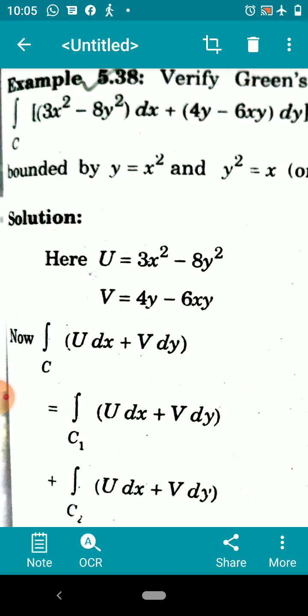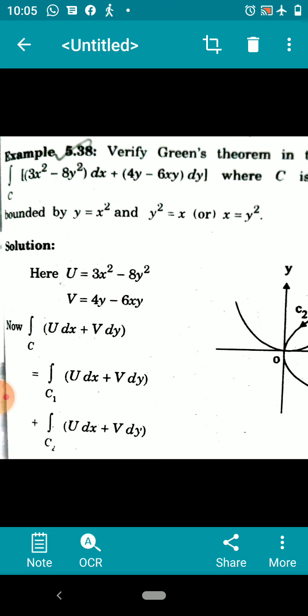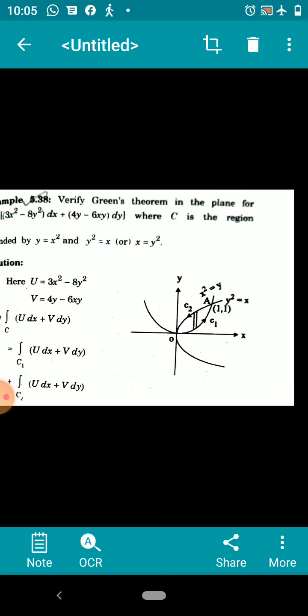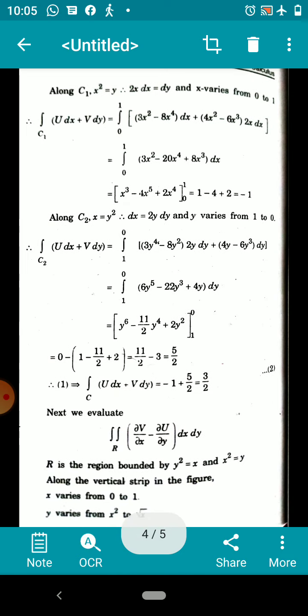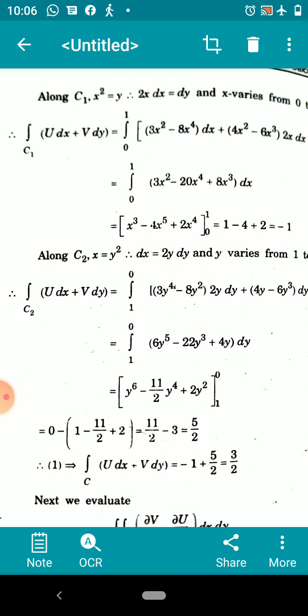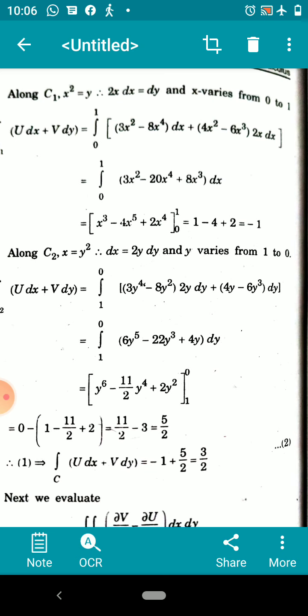Now u dx plus v dy, integral over C1 and C2 separately, we are going to do this. So along C1, y equals x squared, therefore dy equals 2x dx, we have to differentiate it. So x varies from 0 to 1, for both terms x varies from 0 to 1 only. Then the integral of u dx plus v dy over C1, just write the term u dx plus v dy, u we know, v we know, just write it over there.